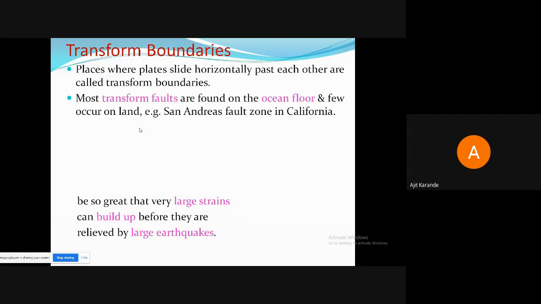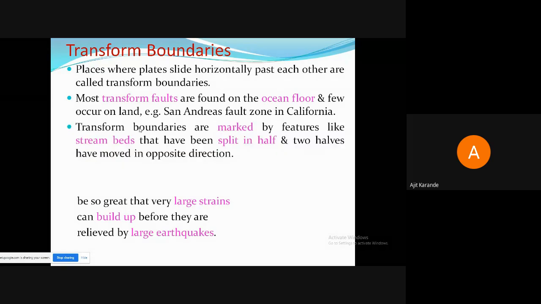Now, next one is the transform boundaries. The places where plates slide horizontally past each other are generally called the transform boundaries. Now, this is the third case. In this case, neither is any constructive margin created nor does any destruction take place. And that's why this is the third case, called the transform boundaries.